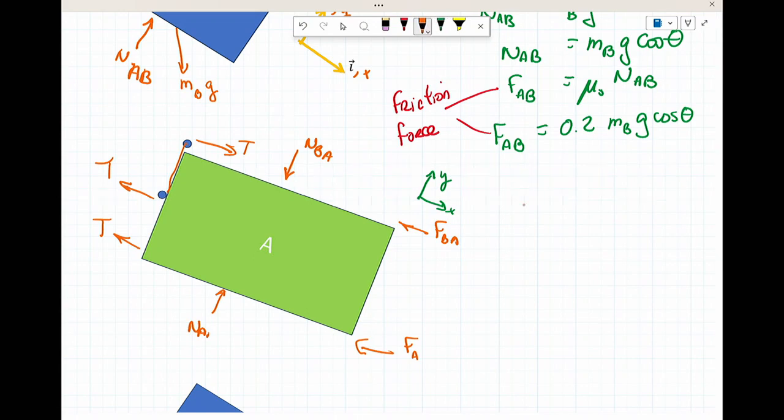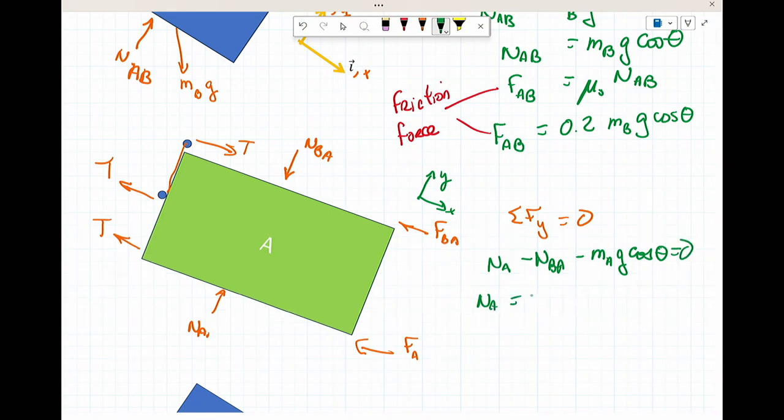and I get sum of forces in y equals 0, and from that NA minus NBA minus MA g cos theta is equal to 0. And NA is equal to (MA plus MB) g cos theta.